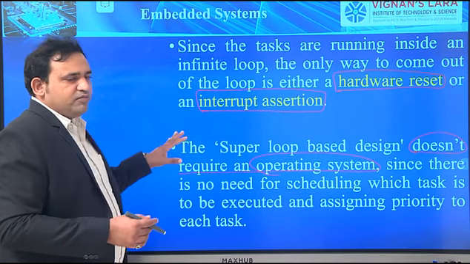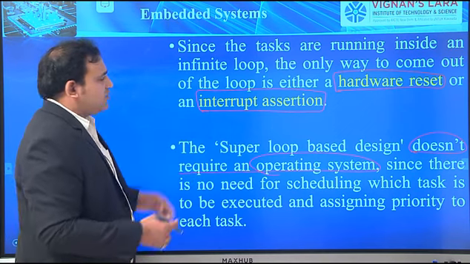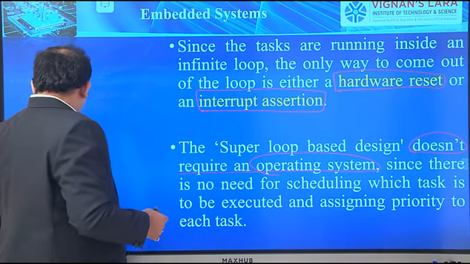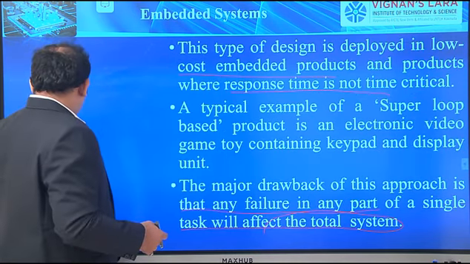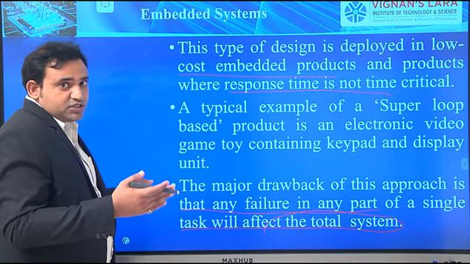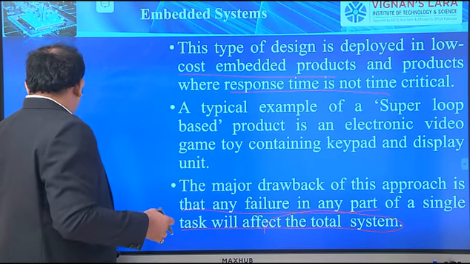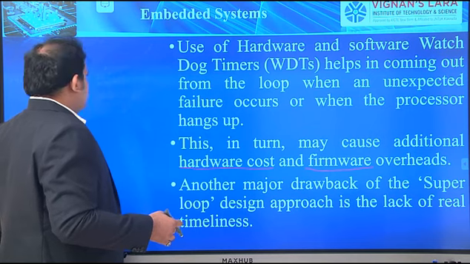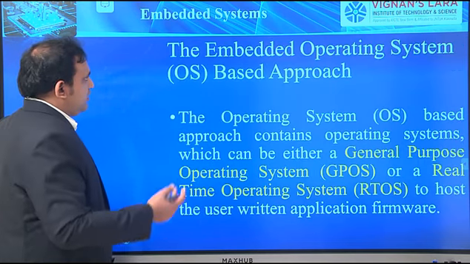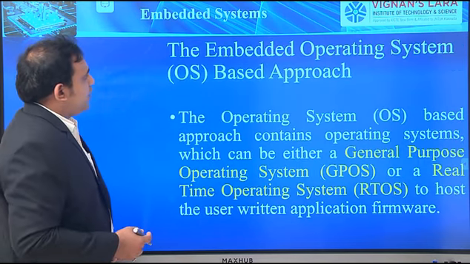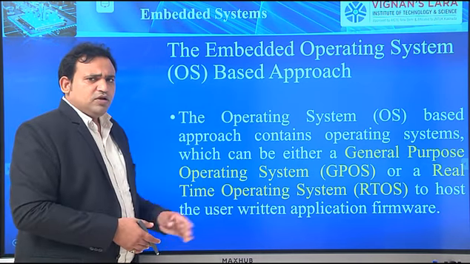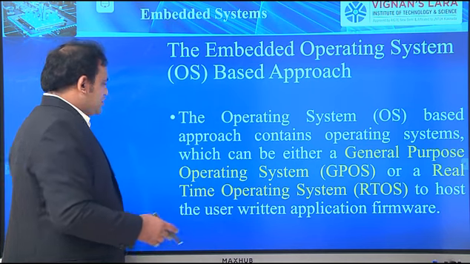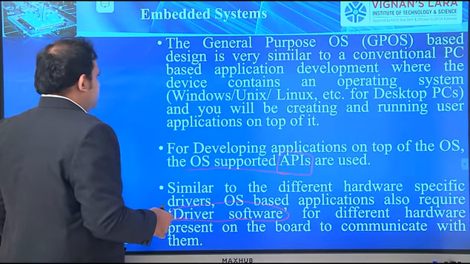In order to break the iteration, generally we go for a hardware reset and interrupt assertion. In order to do that, generally we involve watchdog timers, where the hardware cost or the software and firmware cost may increase. We will discuss all these things. Then we went through the operating system based approach. In the operating system based approach, we went through the general purpose operating system and mainly the real-time operating system.